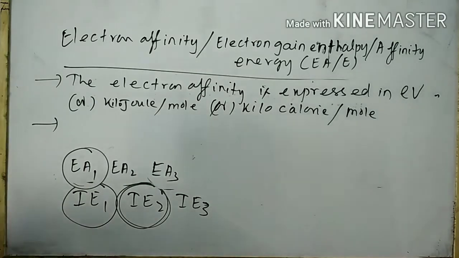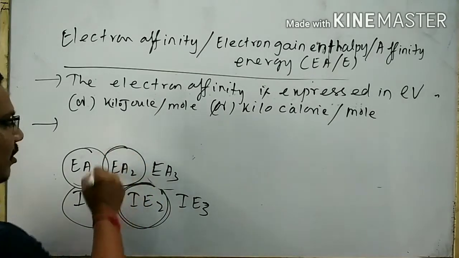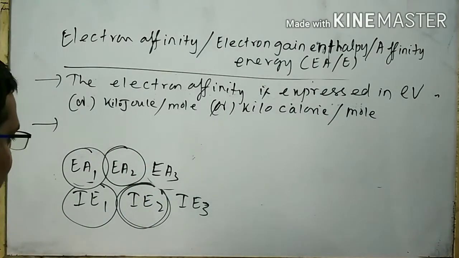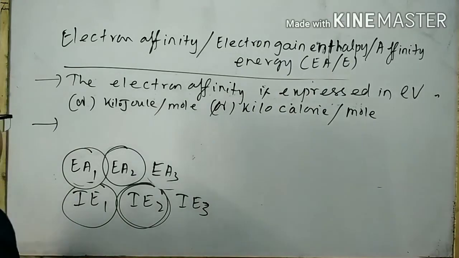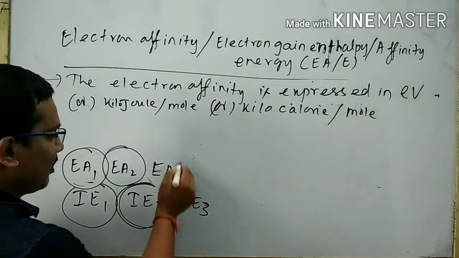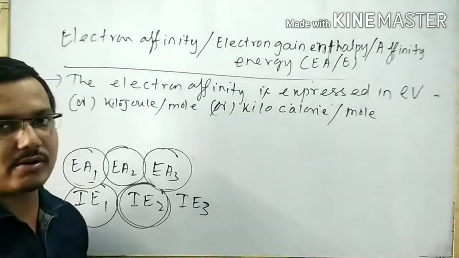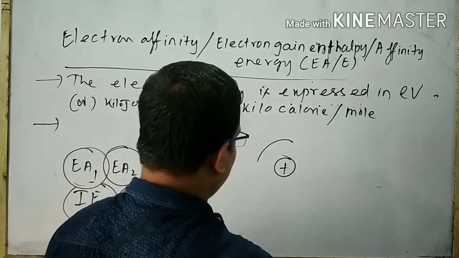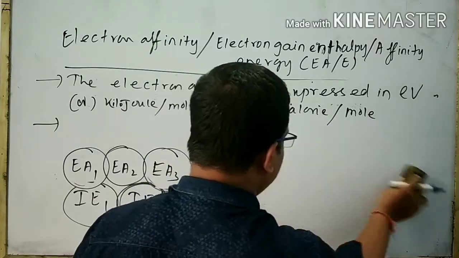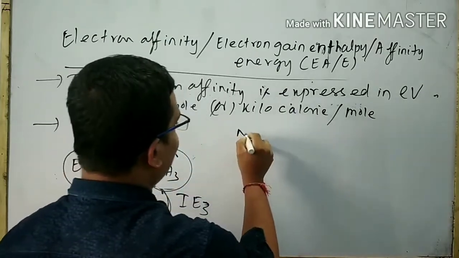EA1 means the amount of energy released when the first electron is added. EA2 means the amount of energy released when the second electron is added. Like that, you can think about EA3, which corresponds to the third electron added. Suppose I think about N3 minus.